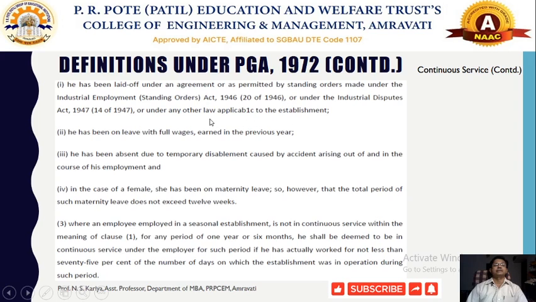So depending on either 240 days or 120 days, the total working days required for continuous service should be calculated on the basis of the provisions made under the Standing Order Act and Industrial Disputes Act. He has been on leave with full wages earned during the previous year. If the employee has been on leave with full wages earned in the previous year, maybe due to, say, medical grounds or something else.